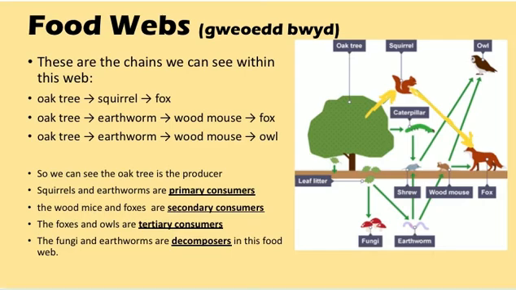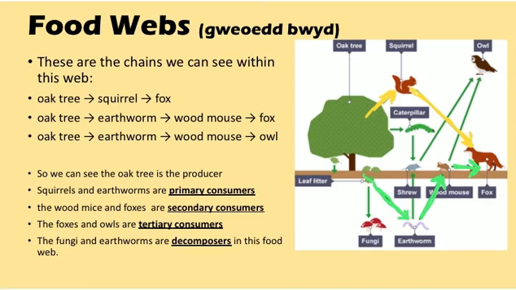Another chain I can see in this picture is oak tree to earthworm to wood mouse to fox. So I'll use a different colour. I'll use green. So we've got oak tree to earthworm to wood mouse to fox. Okay, so that's another food chain that I can see here.